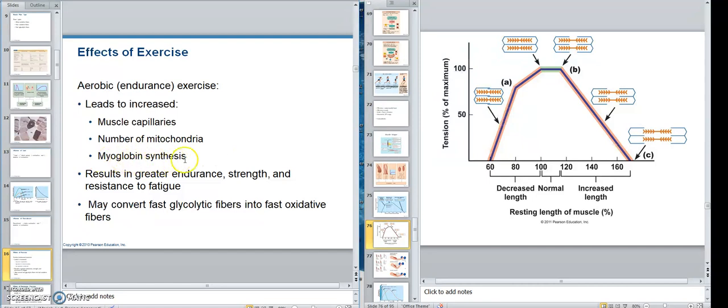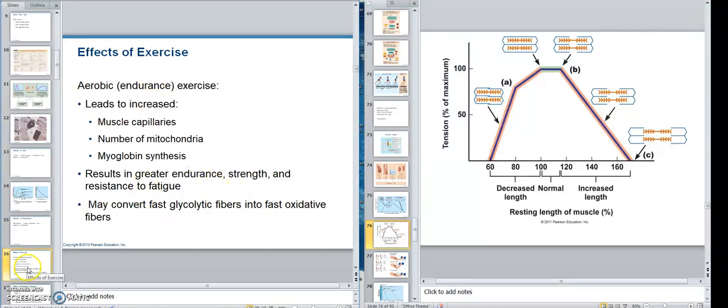Increased myoglobin synthesis. Protein synthesis results in greater endurance, strength, and resistance to fatigue. If you do a lot of it, you may be able to convert some fast to fast oxidative. Okay? Humans can do it to a certain extent. Not a lot, but they can.